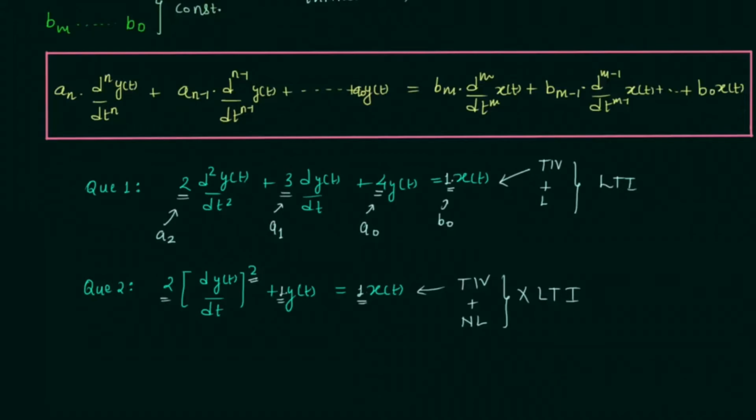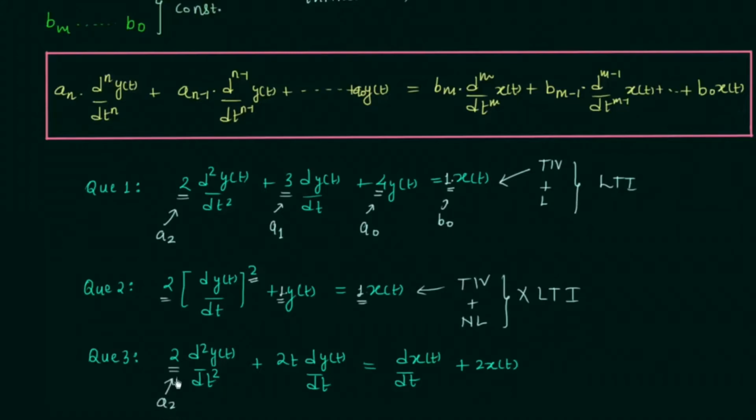Now we will move to the third question. The third question is the last question. In this question we have 2 times the second derivative of output y(t) plus 2t times the first derivative of output y(t) equal to the first derivative of input x(t) plus twice x(t). Our first step is to check whether the coefficients are constant or not, and if you see the first coefficient, it is constant, a2 is constant.